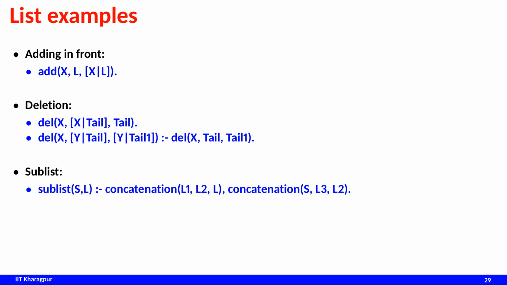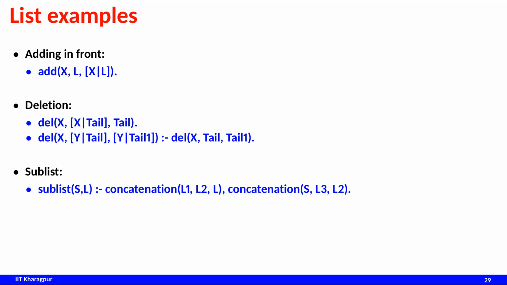So here are a few examples that we can write, like if we want to add an element in front of a list, so x and l, and we add x in front of the list. Similarly for delete x, I want to delete x from a list, x followed by tail, then it results into tail. Or if it's not the head, then if I want to delete x, I can represent the list as y followed by tail, and it results into y followed by tail 1, because x belongs to this tail part, and once I remove that x, it will have a new list. And if I have this situation, then I have to delete x from tail, and that tail results into tail 1.